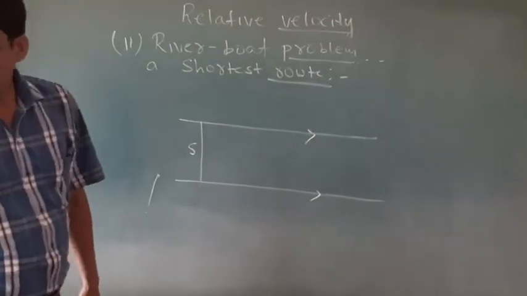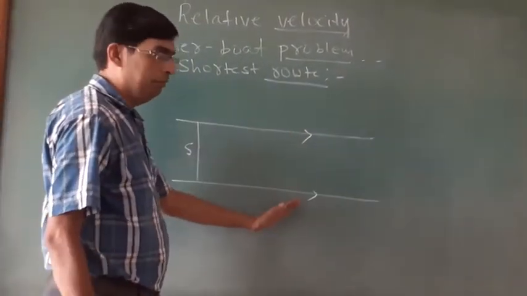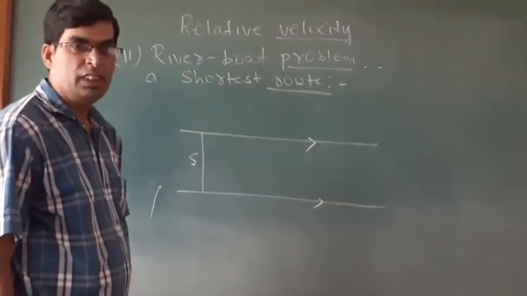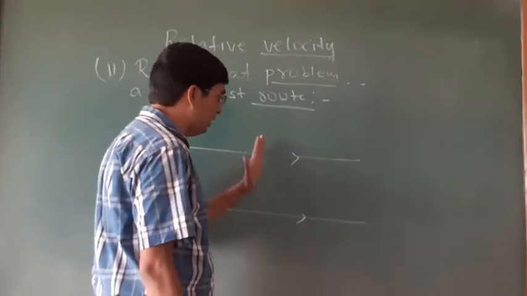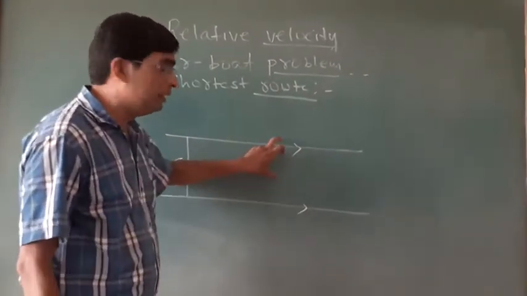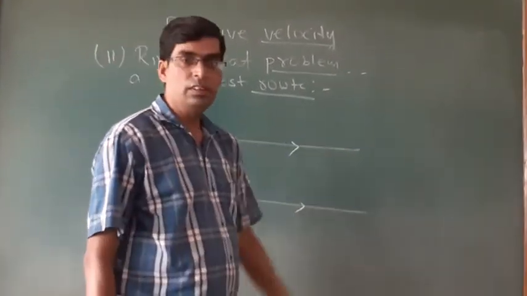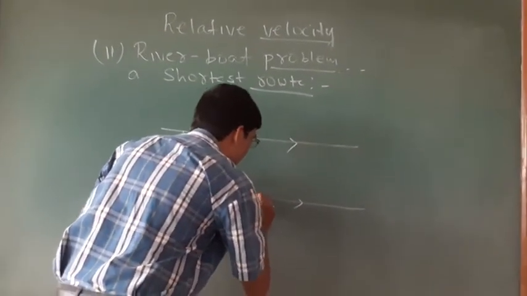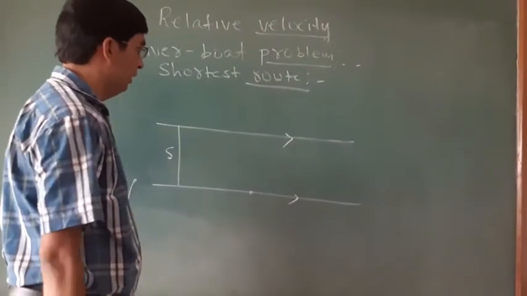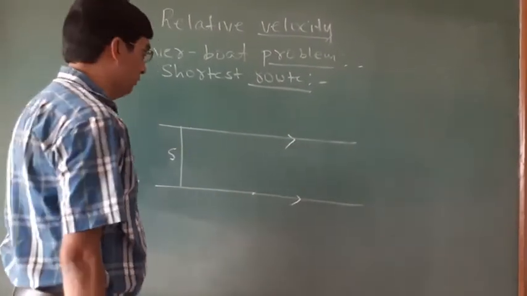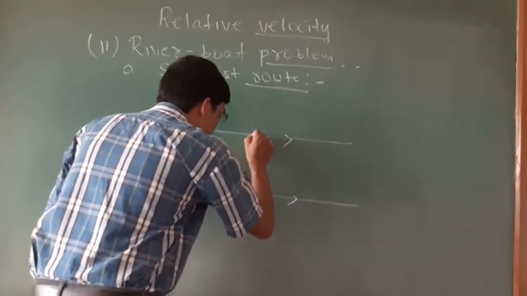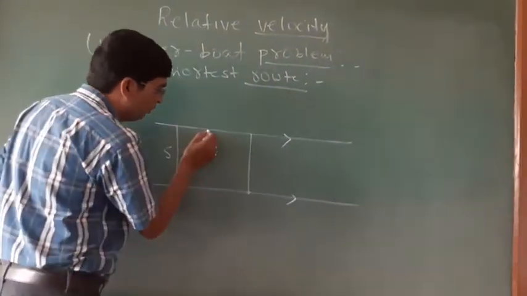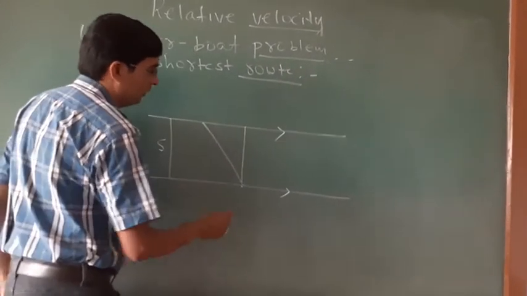The moment the boat comes in contact with the water, the boat is thrown off due to the velocity of the river. So in order to cross the river, the boat's velocity must be more than this, otherwise it will be thrown. Suppose this is the instant where the boat comes in contact with the river. In order to take the shortest route, the relative velocity of the boat should be there, so the boat must be inclined in this direction.